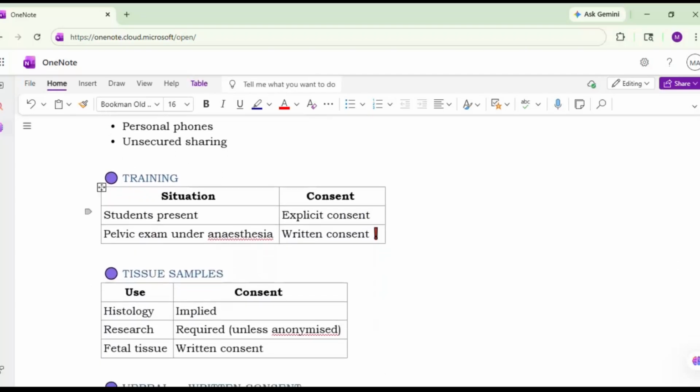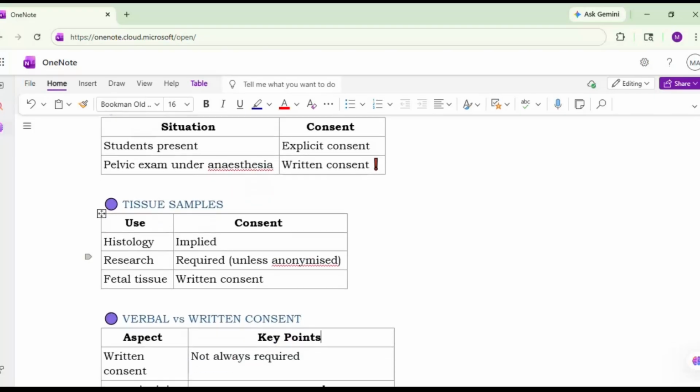For training, if the student is present there, explicit consent is required. Specific consent pertaining to that student examining the patient. Then pelvic examination under anesthesia, written consent is required. For training, if it is a student and a patient is under anesthesia, that does not mean anyone can examine. If the student is going to examine the patient under anesthesia, then prior written consent is a must.